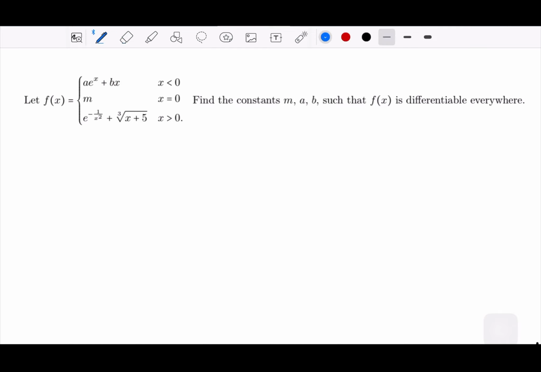Now, we need to know that f is differentiable everywhere. Okay, what does it mean? Let me start with differentiable. It always starts with, it should be continuous. Continuous everywhere.